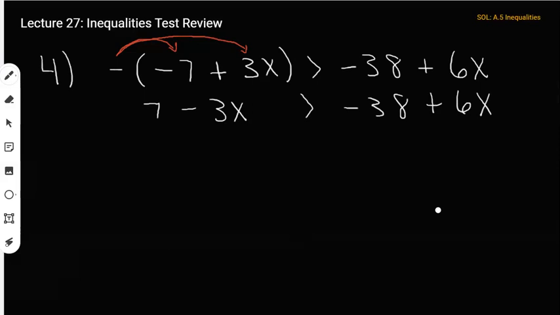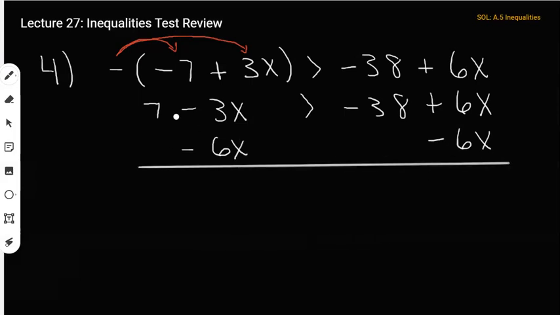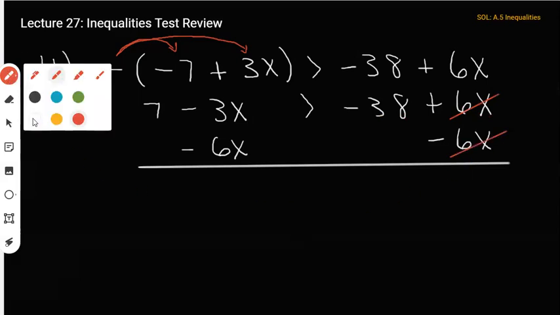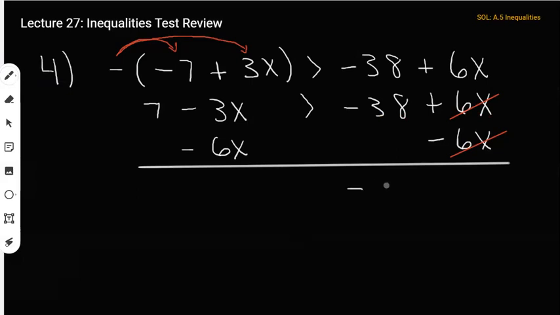So now what I want to do is get all the variables to the left side. That means I've got to get rid of the 6x. I can subtract it like that. Make sure you do it on both sides. And they will cancel out on the right side like this. But I still have a negative 38. Over here, I have a 7. And if I put the negative 3x with the negative 6x, you're going to get negative 9x.